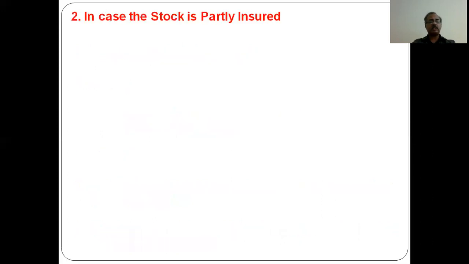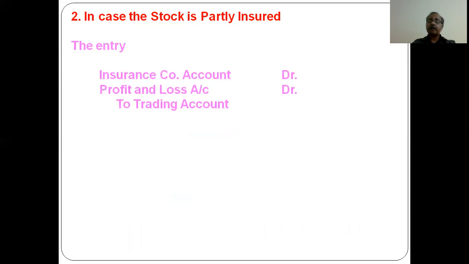The second instance is stock destroyed by fire in case the stock is partly insured. That means the goods stored in our godown are not fully insured. For example, we have goods worth 50 lakh rupees in our godown, but we insured only 25 lakhs. That is partly insured. So what will be the journal entry? The adjustment entry is: insurance company account debtor, profit and loss account debtor, to trading account.